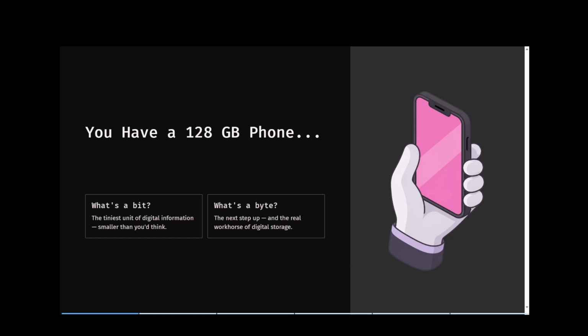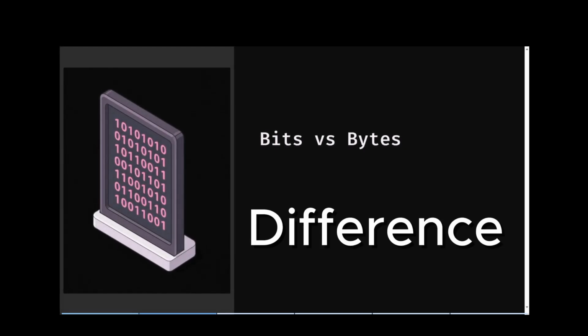Let's start with the smallest one. So today we are going to see the difference between bits versus bytes, and we are going to uncover other hidden patterns also. So without wasting more time, let's move ahead with the bit.